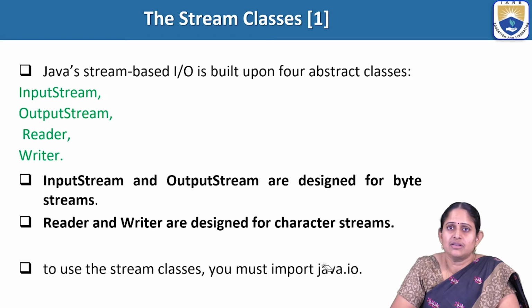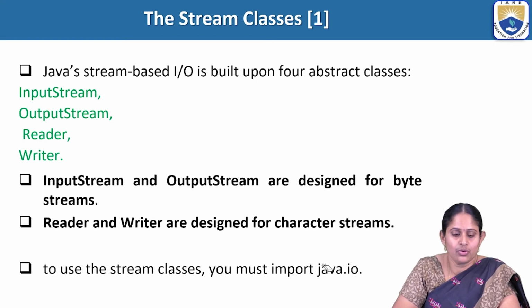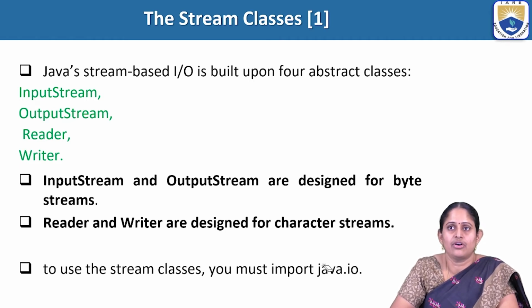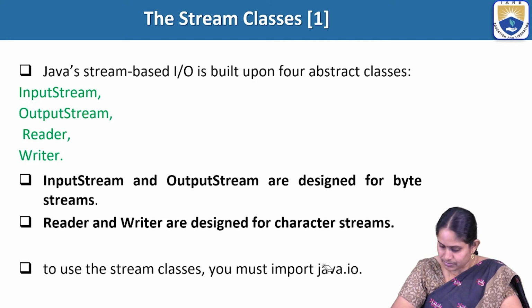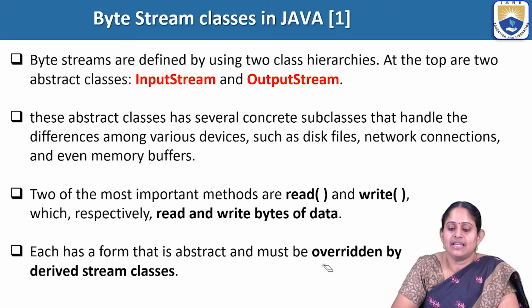Now, Java stream-based I/O has four abstract classes: InputStream, OutputStream, Reader, and Writer. InputStream and OutputStream are meant for byte streams, and Reader and Writer are designed for character streams. Let's look into the byte stream classes in Java.